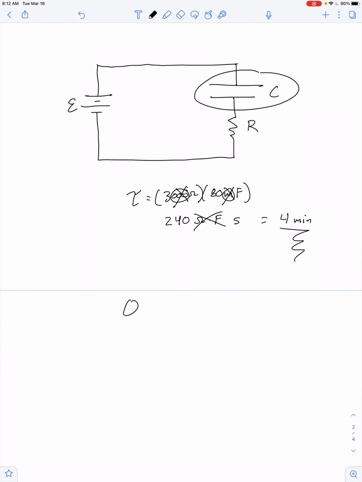Now, what is that maximum charge? That's found by multiplying the capacitance times the battery voltage, 12 volts, 3,000 ohms, 80 millifarads. So when we multiply 80 millifarads times 12 volts, well, let's see, that would be 960 millicoulombs. So just short of 1 coulomb of charge develops on either one of the plates after an infinite amount of time.